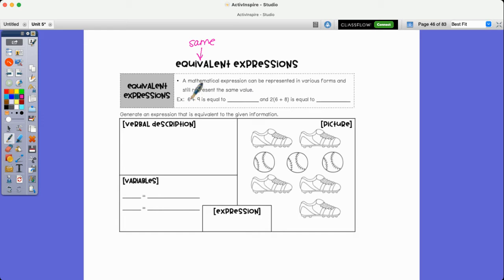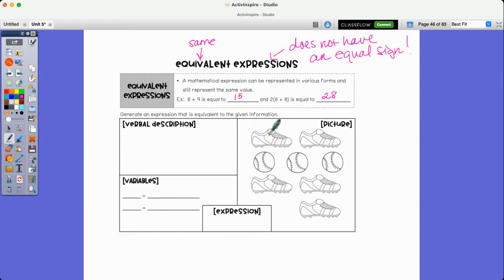An example of this is 6 plus 9 is equal to 15. And 2 times the quantity 6 plus 8 is equal to, well, this is 14, 2 times 14 is 28. So these are equivalent expressions. Remember, an expression does not have an equal sign in it. That is the difference between an expression and an equation. Expression, no equal sign. Equation has the word equal in it, has an equal sign.